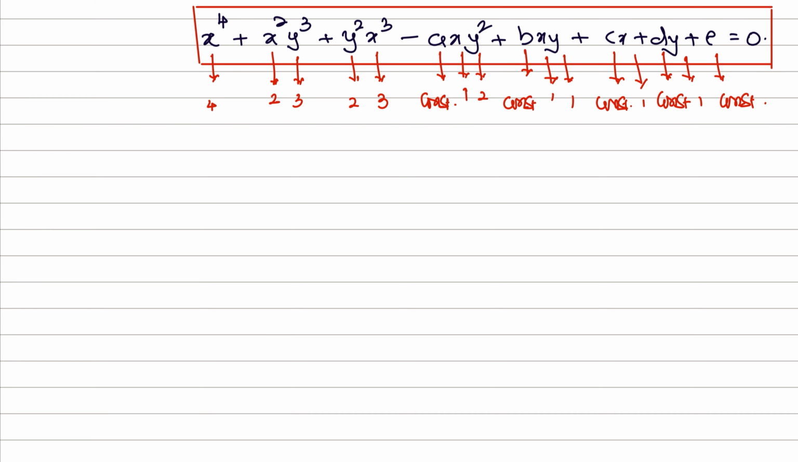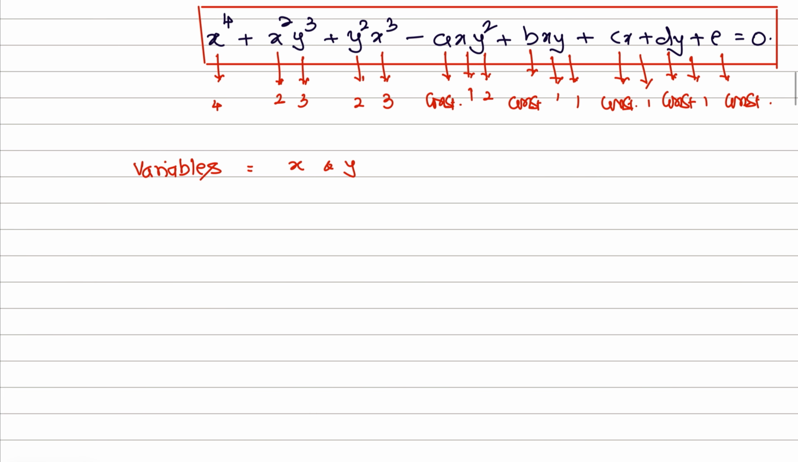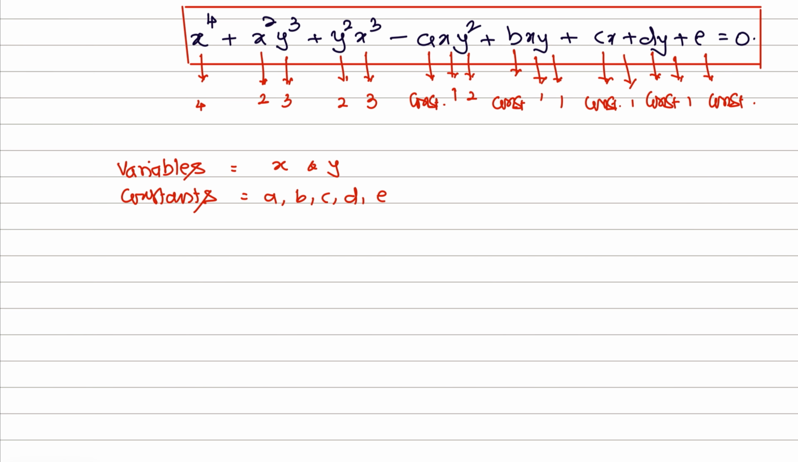The variables do have powers. It is a multivariable equation. Anything more than one variable is called a multivariable. Here there are variables. What are the variables? Variables are x and y. What are the constants? Constants are a, b, c, d, e. Then what are the degrees or power of each variable? We have already written.